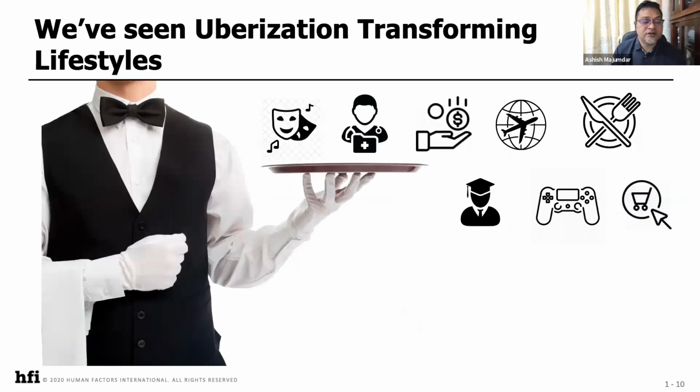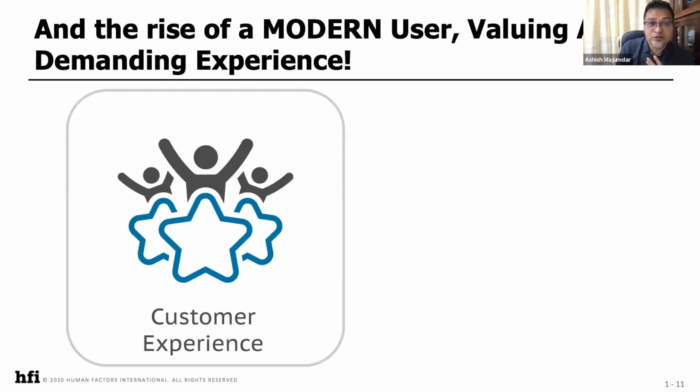We have also seen Uberization transforming lifestyles for us in many ways. If you take stock of how we were as users maybe 5 years, 7 years back from now, today we have become a lot more lazy because we have a lot of access through this Uberized lifestyle. You have concierge apps for getting your grocery, your travel, your tickets, your entertainment, your health. Everything is now coming into an Uberized kind of experience. So that has given rise to us as modern users, where we demand experience.